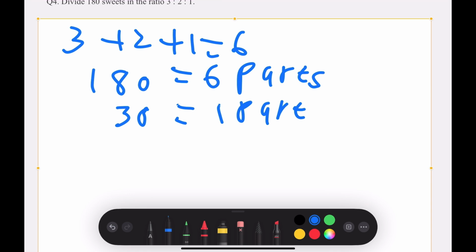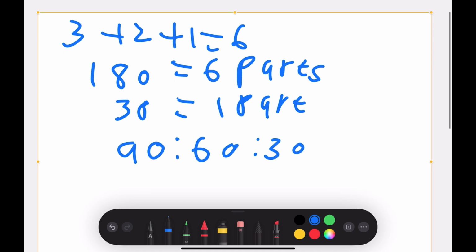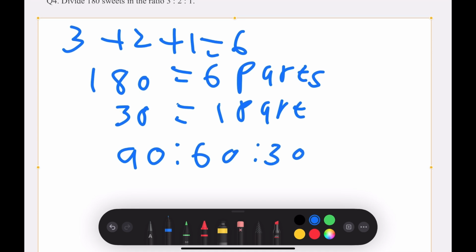And we need to do it in the ratio of 3 to 2 to 1. So let's multiply the 30 by 3 to get 90, 30 by 2 to get 60, and the 30 by 1 to get 30. So a good way to check this is by adding all the parts together.